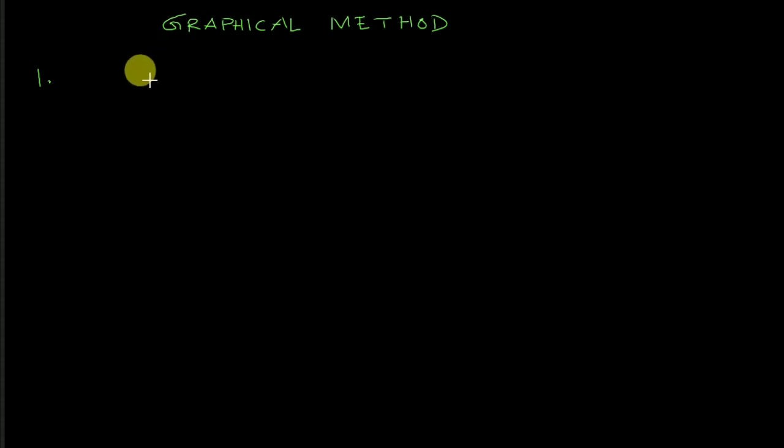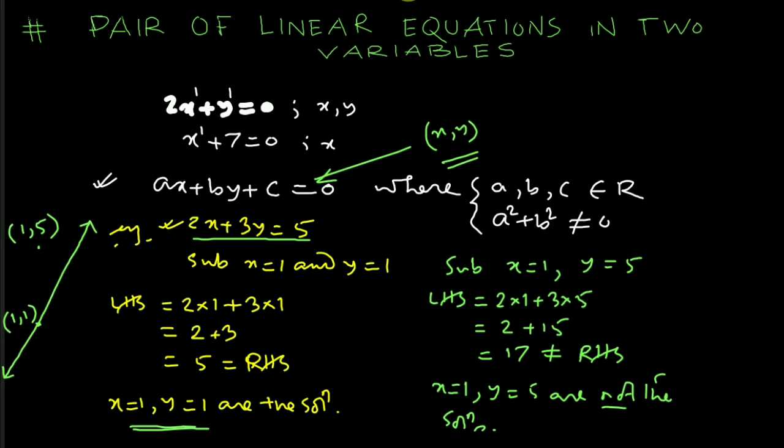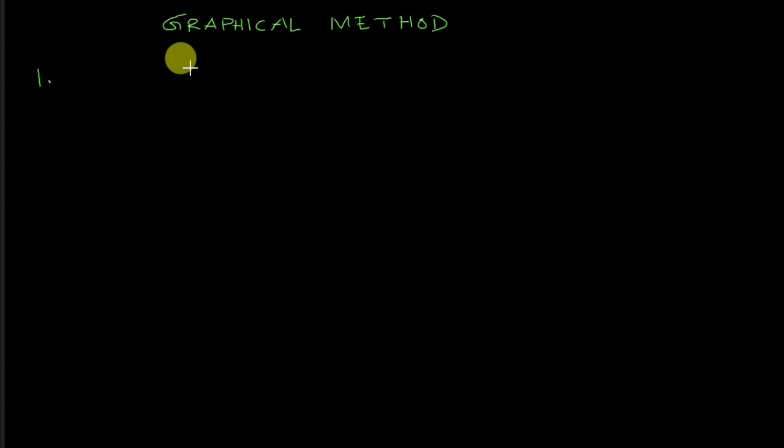Now in the previous section, one word is used: pair of linear equations. What does it actually indicate? Pair means two linear equations in two variables. The variables will be the same. So the pattern will be obviously ax + by + c = 0. Since you have to take two linear equations, we have to change the constants, real numbers, a1, b1 and c1. Another will be a2x + b2y + c2 = 0.